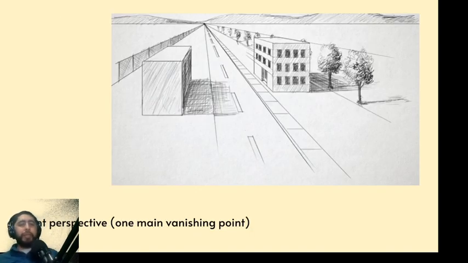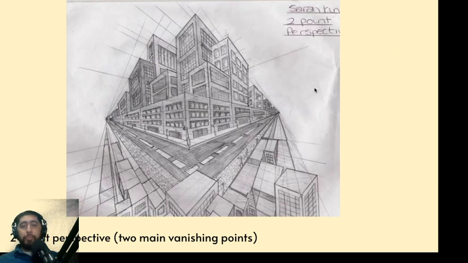1 point perspective. We define the number of point perspectives by the number of vanishing points. Just like I said with the road, all of this leads to this 1 point right here, the vanishing point. That's the reason we call it a 1 point perspective as opposed to a 2 point perspective. As you can see, this is much different.